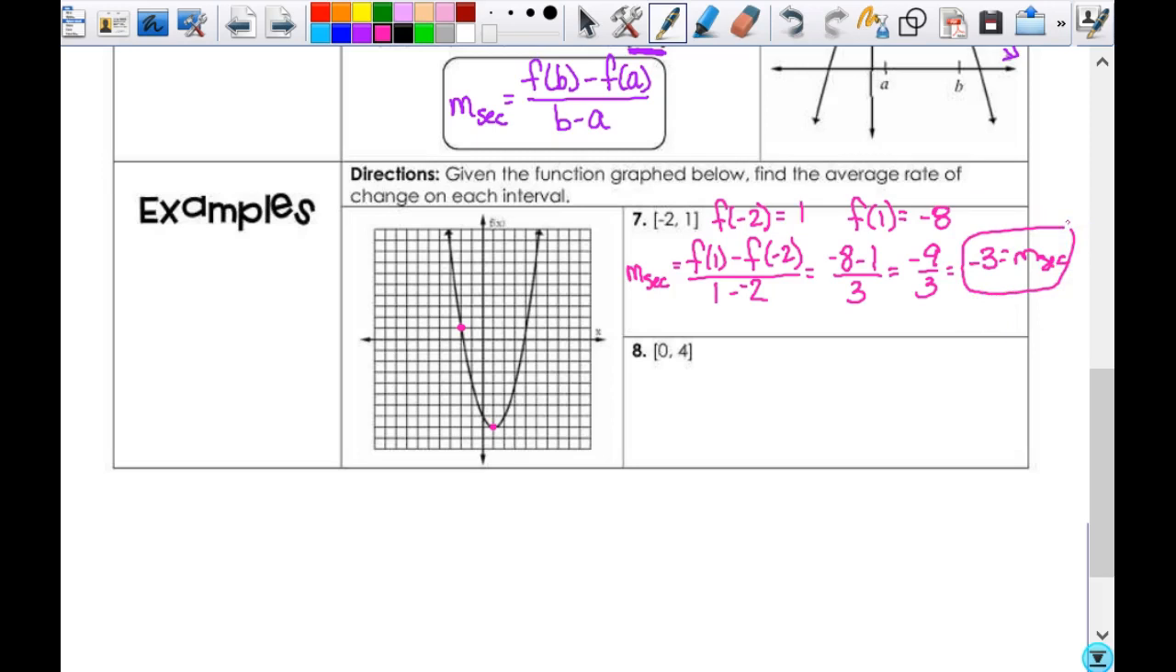Okay. Everybody okay with that? Easy enough? You're still just finding slope, really. You just have to know what it means and how to write it. Okay, so now let's do this one.